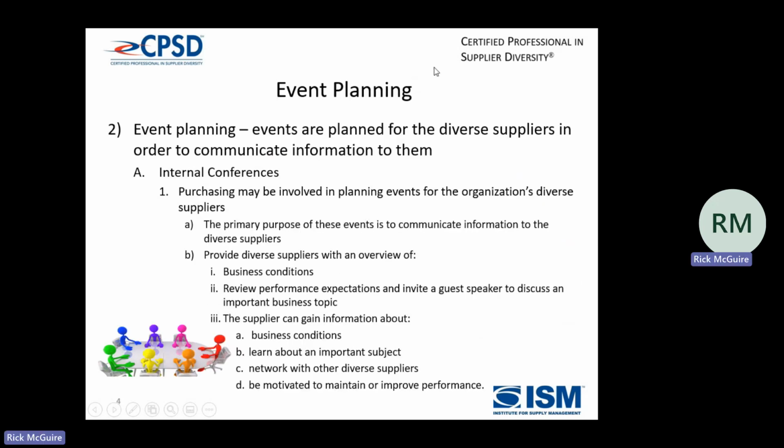Event planning. So events are planned for diverse suppliers in order to communicate information to them. Internal conferences. So purchasing may be involved in planning events for the organization's diverse suppliers. The primary purpose of these events is to communicate information to the diverse suppliers. Provide diverse suppliers with an overview of business conditions, review performance expectations, maybe some guest speakers. Suppliers can gain information about things like business conduct, learn about important subjects, and network with other diverse suppliers and be motivated to maintain and improve performance.